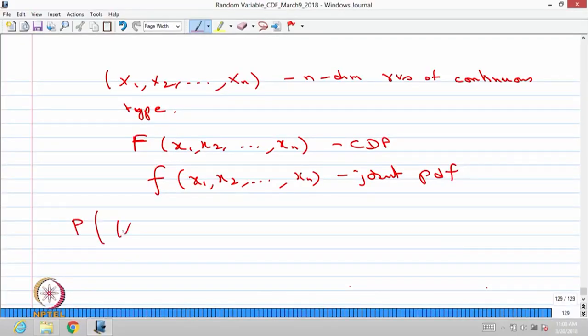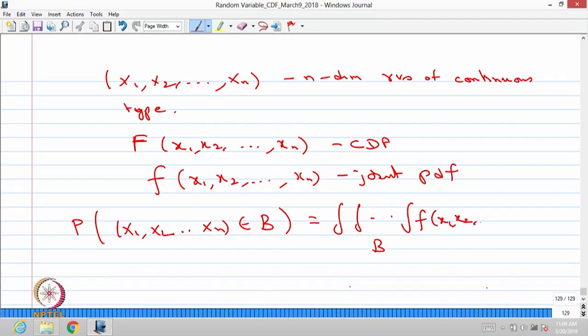Whenever you need to find the probability of x1, x2, xn belonging to some Borel set, some capital B which is in Rn, then finding that probability is nothing but the n dimensional integration over the Borel set capital B of the joint probability density function for the n dimensional random variable.